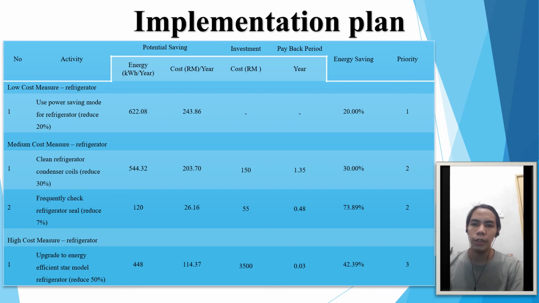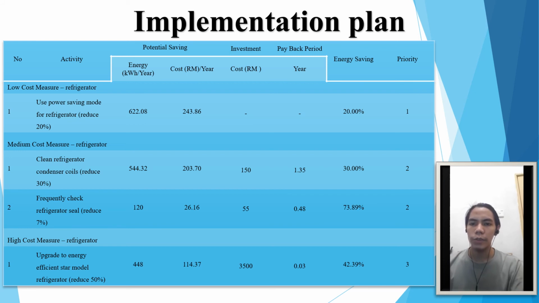It will reduce 30% of energy, that is 544.32 kilowatt hour and equals 203.70 cents. The second one is to frequently check the refrigerator seal. It will reduce 7% of energy, that is 120 kilowatt hour and it will cost 26.16 cents.